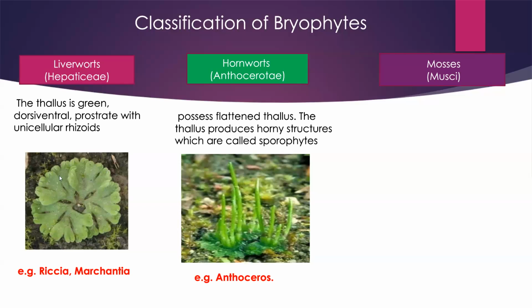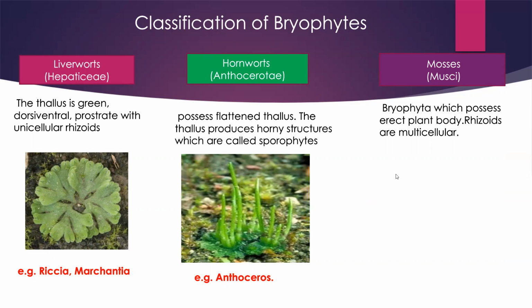Here, this thalloid plant body in the case of liverworts as well as in the case of hornworts or Anthoceros, this flattened structure represents the gametophytic phase. Okay, and from this gametophyte, here in the case of Anthoceros, you can see a horn-like sporophyte develops. Then the third is Musci or mosses.